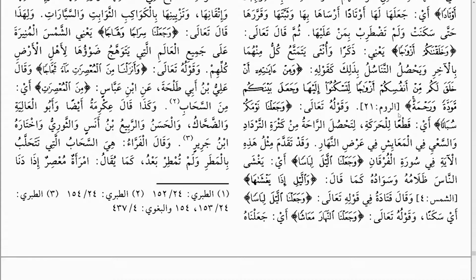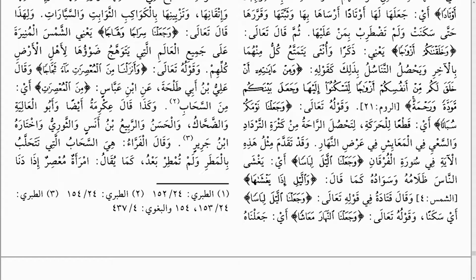وَجَعَلْنَا نَوْمَكُمْ سُبَاتًا, meaning قَطْعًا لِلْحَرَكَةِ, cutting of movement. Khata'a, yakhta'u is to cut, and haraka is the movement, so that the person attains raha, peace and calm, from frequent repetition and working hard, for earning livelihood during the daytime.